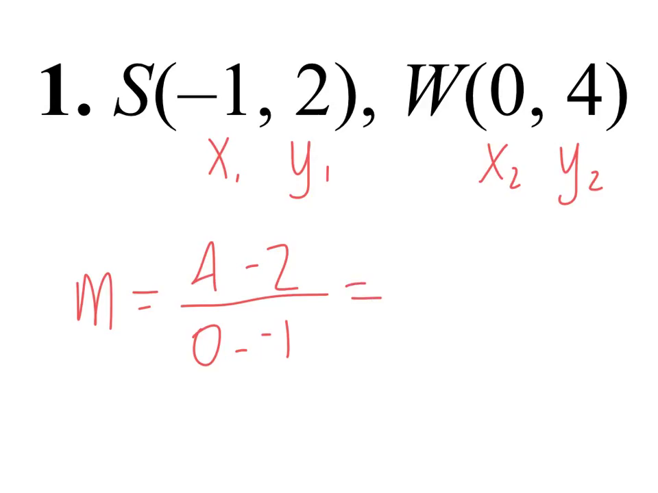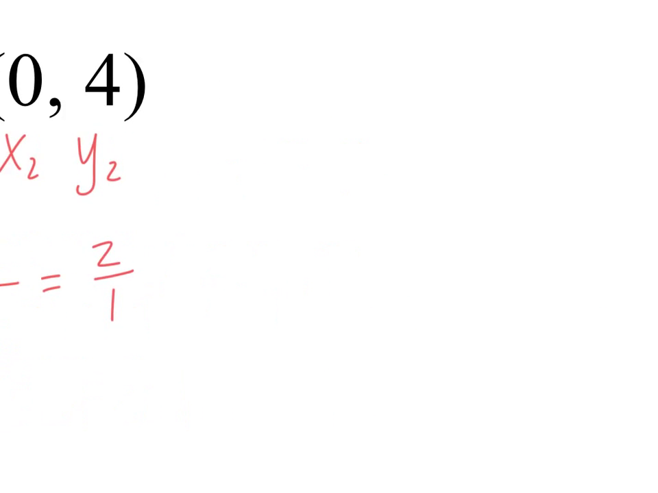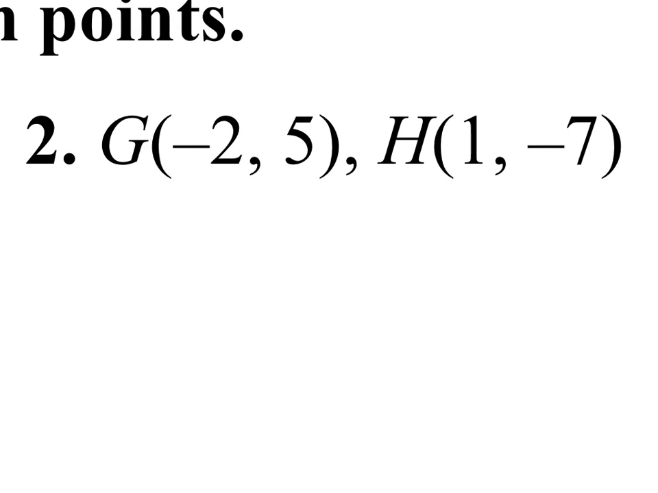All right, so then we get this. We get 4 minus 2, which is 2, and then 0 minus negative 1 is really just 0 plus 1, so that's going to give us 2 over 1. So our slope is equal to 2 here. We've been doing this for a while. Let's take a look at number 2.